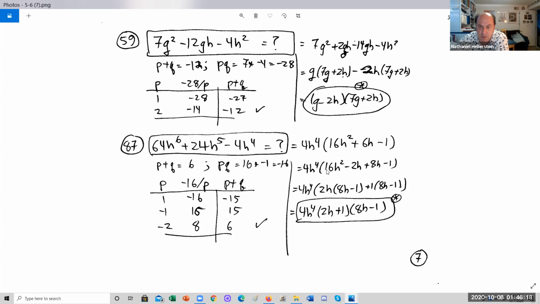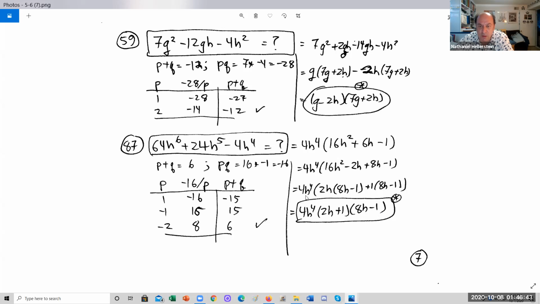All right, let's factor this by grouping. 6h squared minus 2h has a common factor of 2h. Divide each of these terms by 2h, you get 3h minus 1... and here we already have an 8h minus 1, so we have it all multiplied by 1. Okay, now we can pull out the 8h minus 1.